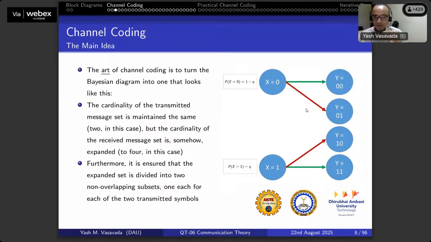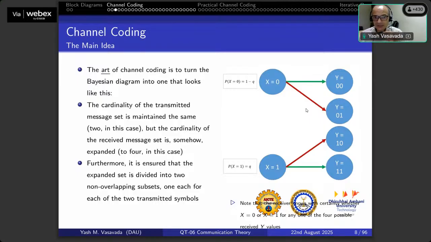So the art of channel coding is to turn the Bayesian diagram for the binary symmetric channel into a diagram that looks something like this. Okay, so now, but how to do this, right? I mean, this is simple enough for me to draw something like this, but in engineering practice, how to get it done?